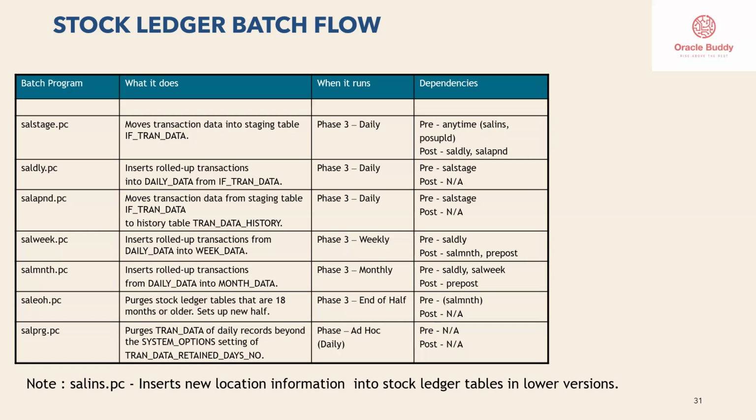SAL EOH purges the stock ledger tables that are 18 months or older, and sets up the new half. And SAL purge is the last batch, which purges the trend data of daily records beyond the system option setting of trend data retained days number.